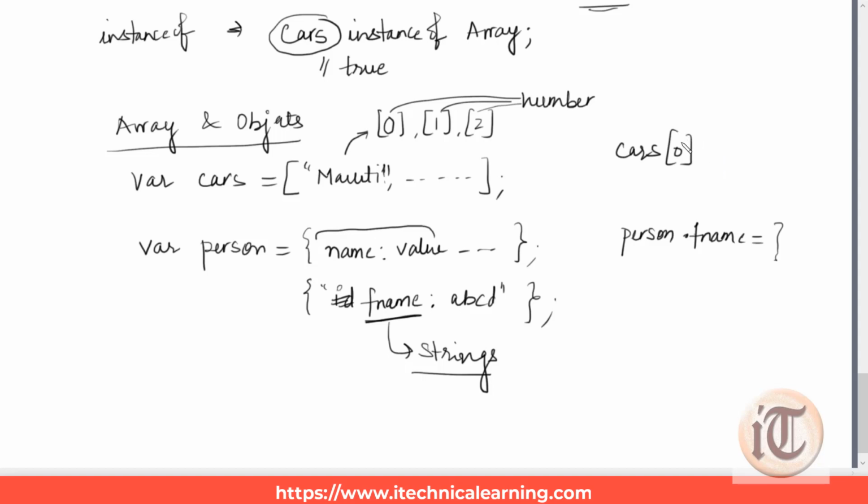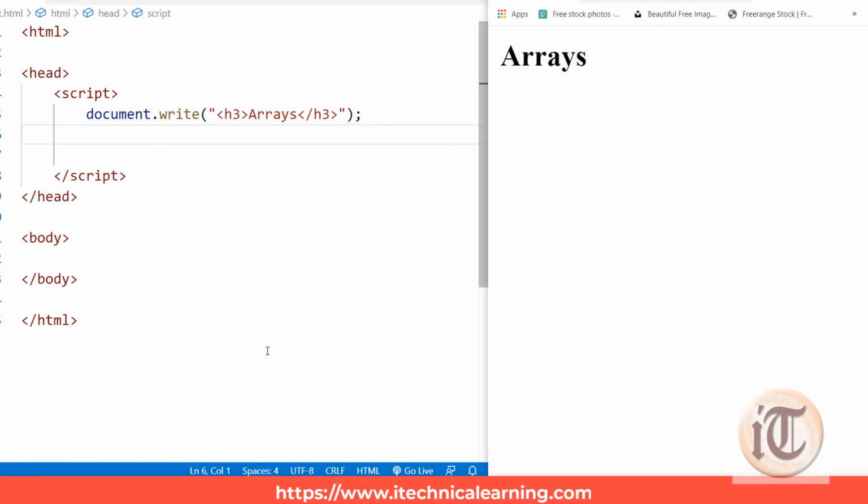Okay, so this is the basic difference between arrays and objects. So if you have to declare a collection of variables and you want to access them automatically using numbers, and you do not want to keep name value pairs, then you can use arrays, otherwise you can use objects. Okay, now coming to my programming part. Suppose I have to declare an array of cars.